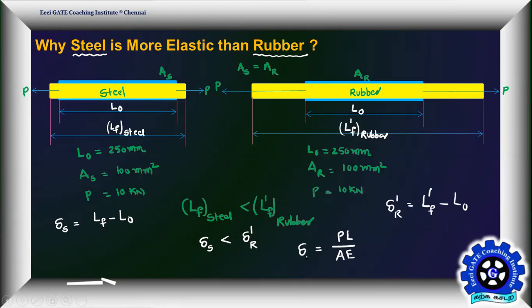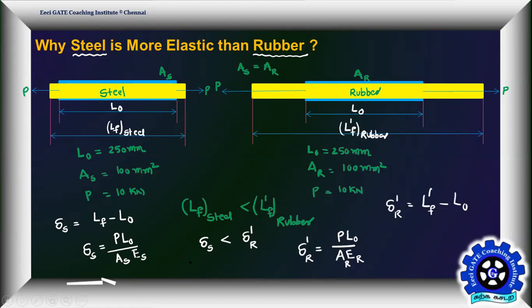Okay, if it is rubber, you will get this. It will be rubber and E rubber. Here delta steel, okay, delta dash you can take. Delta steel is nothing but, in both the cases you are taking the same load and it is also the same PL naught, original length. PL by original length, taken A steel and E steel.